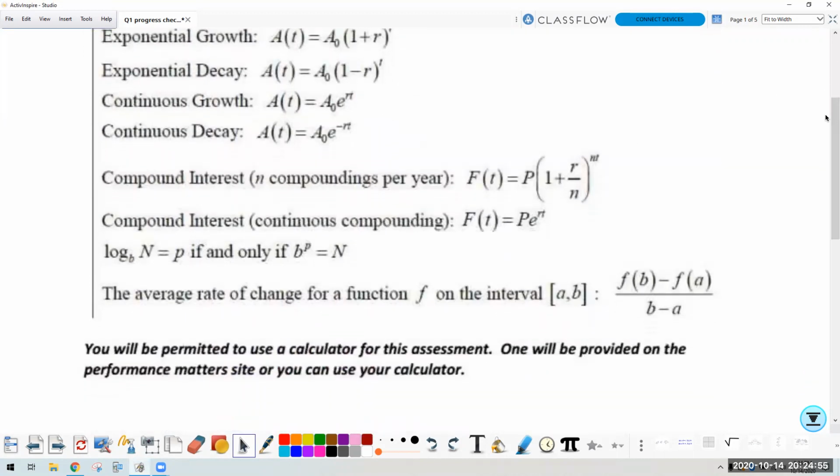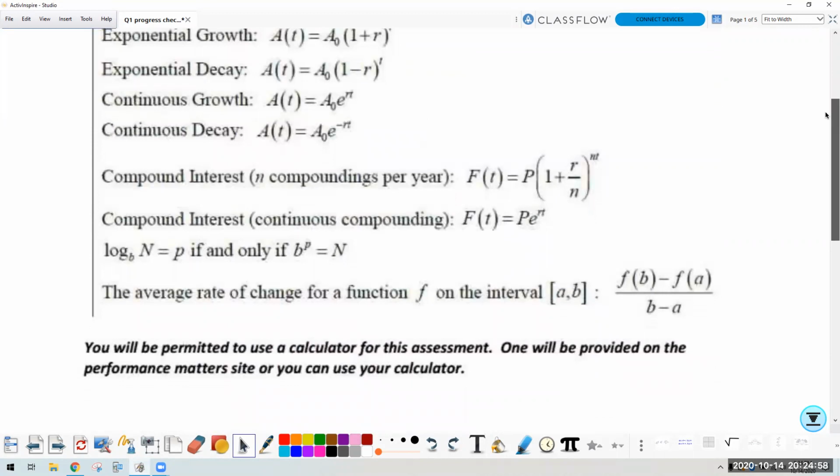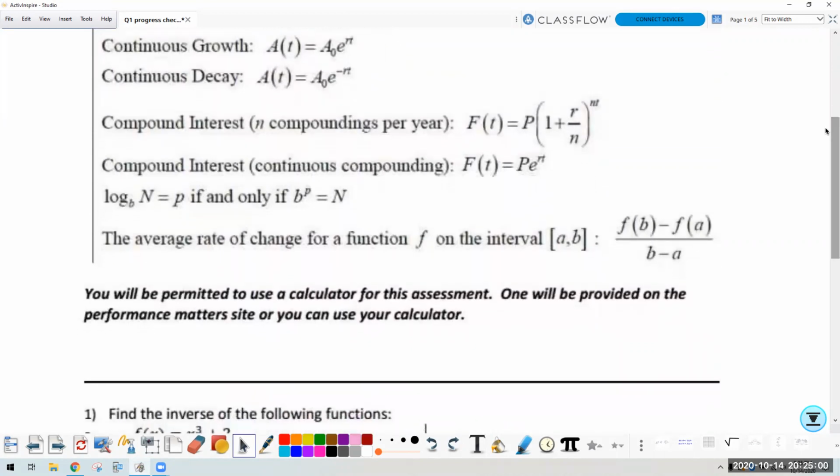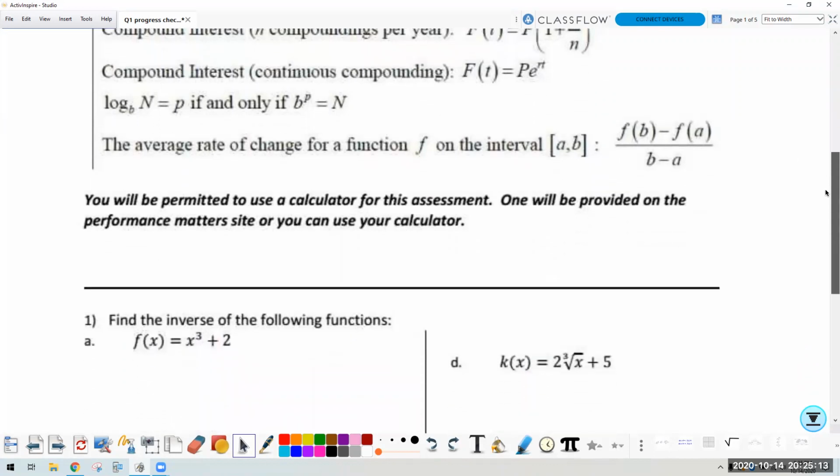You are permitted to use a calculator for this assessment. One will be provided for you on the Performance Matters site. Another icon on the toolbar will be a calculator that you can use, or you can have your own normal general handheld calculator with you when you take the test.